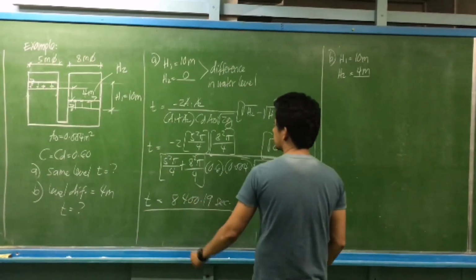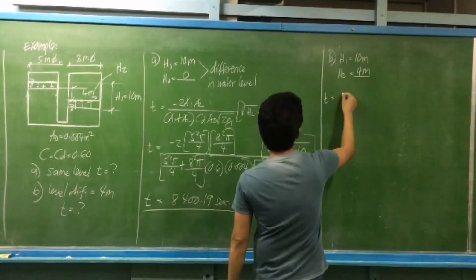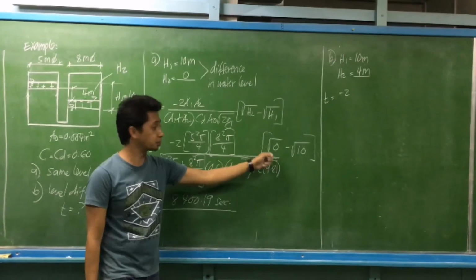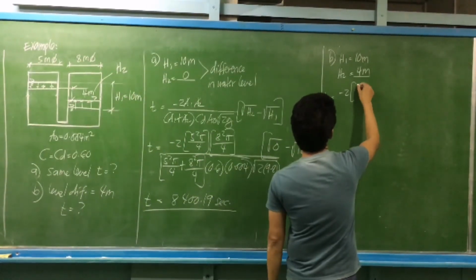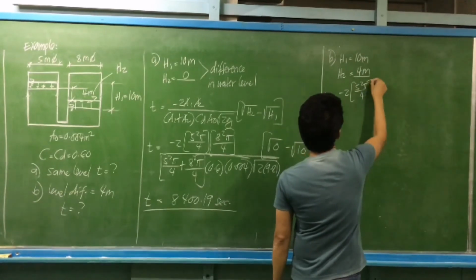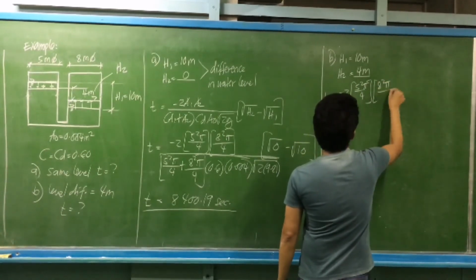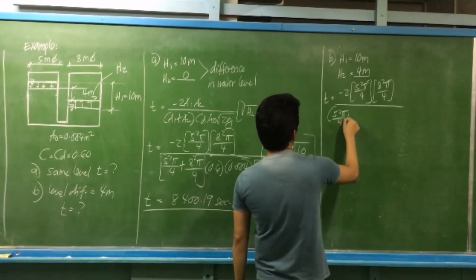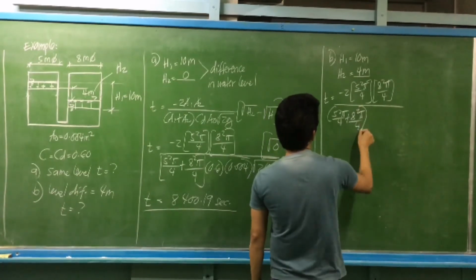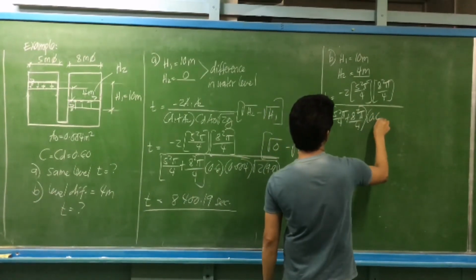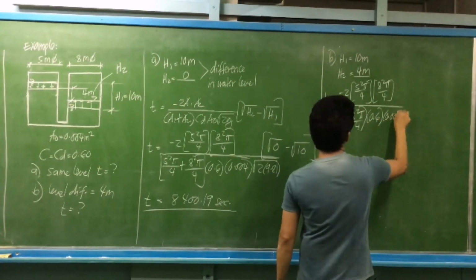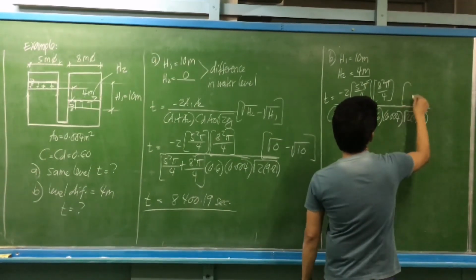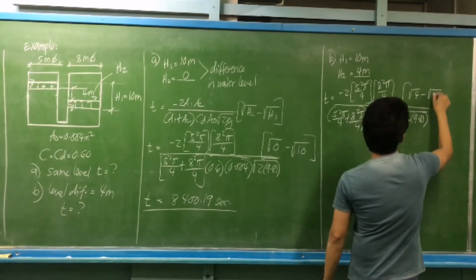So, almost direct solution lang tayo for this formula. We have the time is equal to negative 2. Ang papalitan lang natin dito is yung final head. Gawin nyo lang 4 instead of 0. So, we have negative 2, 5 squared pi divided by 4, multiplied by 8 squared pi divided by 4, divided by 5 squared pi divided by 4 plus 8 squared pi over 4. We have coefficient of discharge 0.6, and area of the orifice 0.004. This is multiplied by the square root of twice of 9.81, multiplied by the square root of 4 minus the square root of 10.